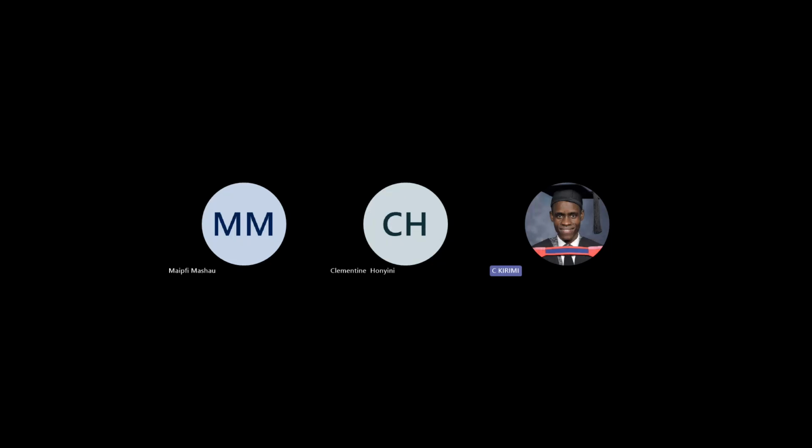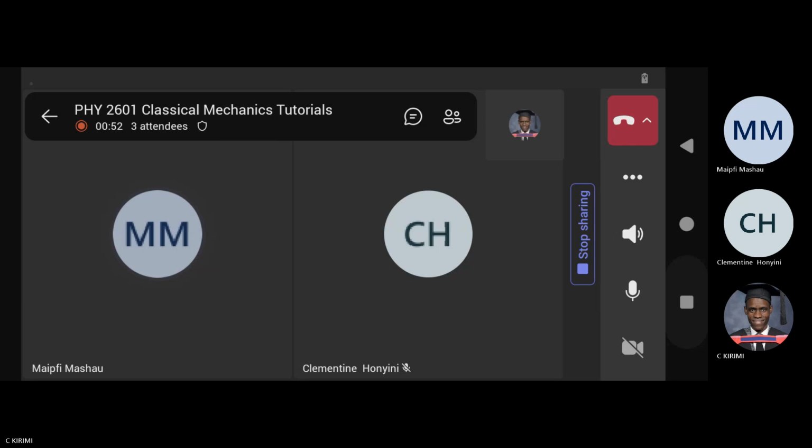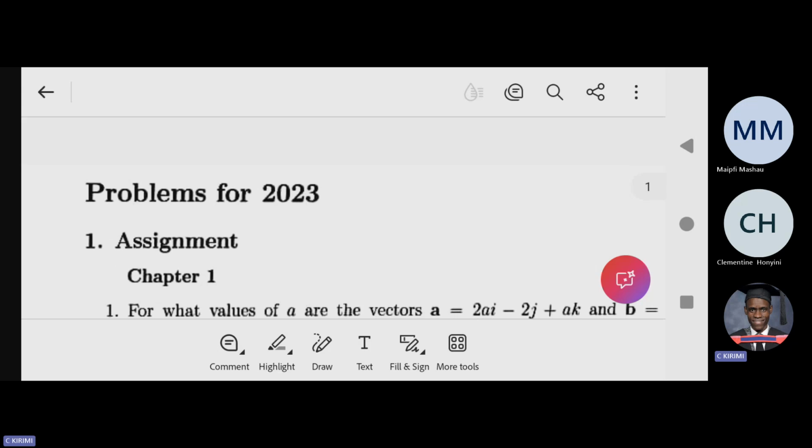It's not the same as not attending at all. So let me share the screen. At least we cover a gap. It's not the same as not attending. Today the new girl is not yet here. Is she okay? So let's start with the classical mechanics.